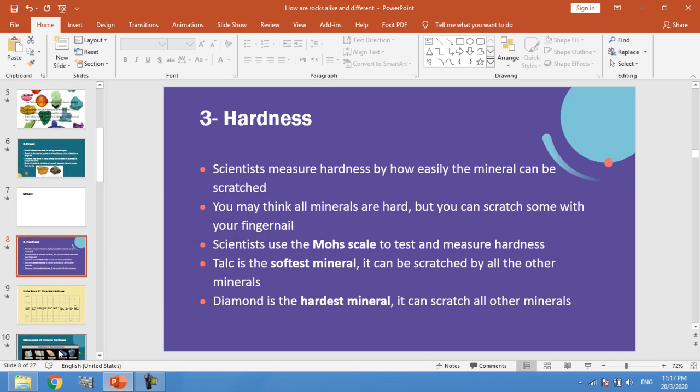The third property we have is hardness. You may think all minerals are hard, but it is not true. Hardness refers to how easily the mineral can be scratched. Scientists use the Mohs scale to test and measure the hardness of minerals. And this is our Mohs scale.